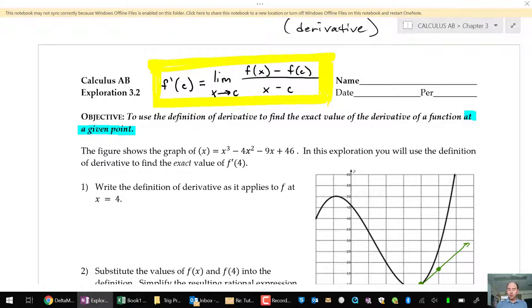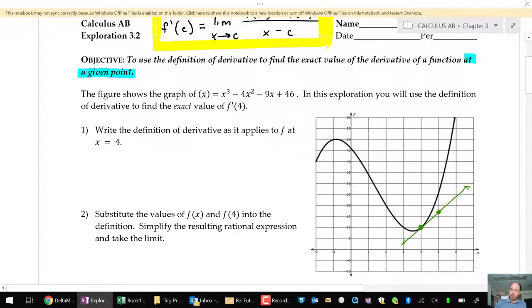So what we want to do is find the limit as x approaches c of this difference quotient, f of x minus f of c divided by x minus c. As x gets closer and closer and closer to c, we find the denominator is approaching 0. It can never be 0, which is why this concept of a limit is so important. But that's our definition of how to find the derivative at a point. Let's apply it now to a problem.